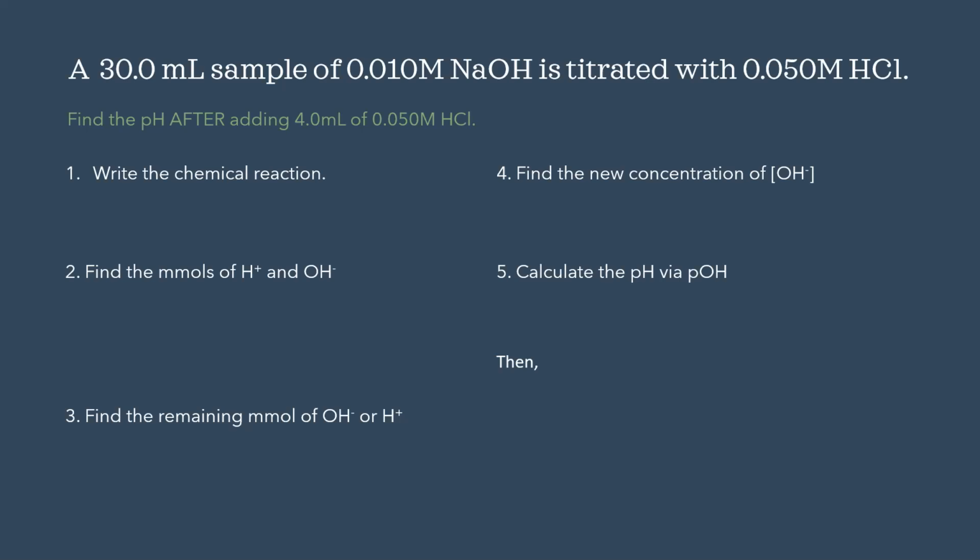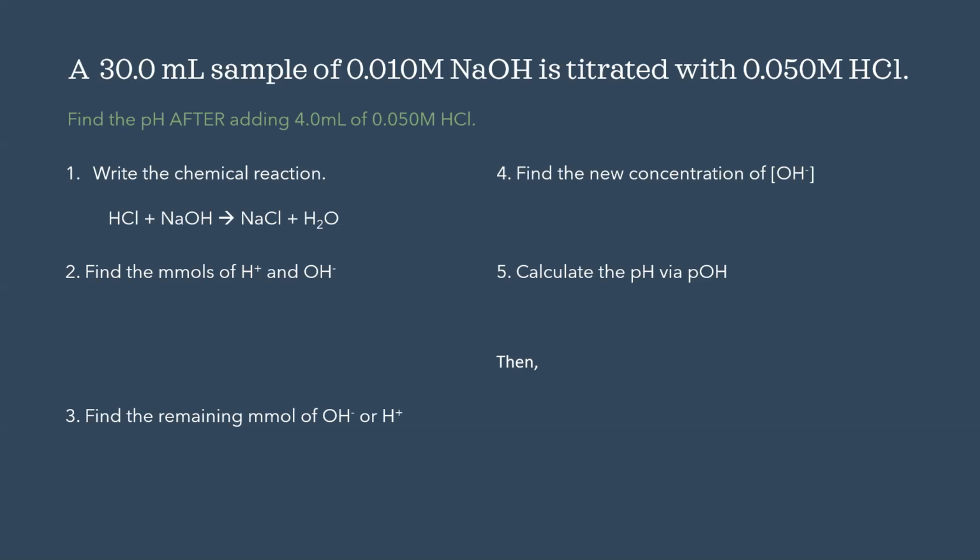Now let us look at a different scenario. Here we will be calculating the pH after adding 4 milliliters of acid. The first step is to write the chemical formula of the reaction. As we see here, the products formed are a salt and water. The second step is to calculate the millimoles of hydronium and hydroxide.